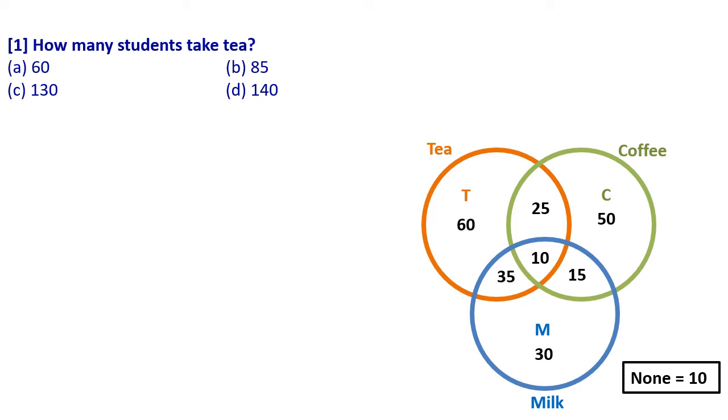The very first question, how many students take T? You should consider all the four values coming inside the T circle, that is 60, 25, 10 and 35. That is equal to 130.